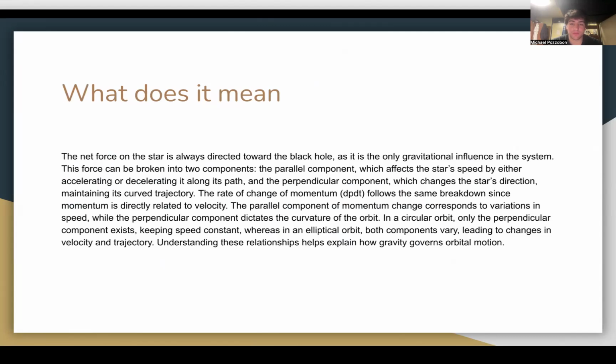The rate of change in momentum, or dp dt, follows the same breakdown, since momentum is directly related to velocity. The parallel component of momentum change corresponds to the variations in speed, while the perpendicular component dictates the curvature of the orbit. In a circular orbit, only the perpendicular component exists, keeping speed constant, whereas in an elliptical orbit, both components vary, leading to changes in velocity and trajectory. Understanding these relationships helps us explain how gravity governs orbital motion.